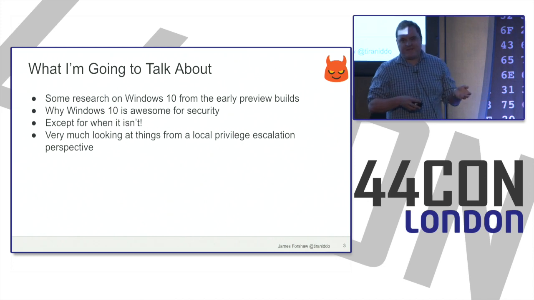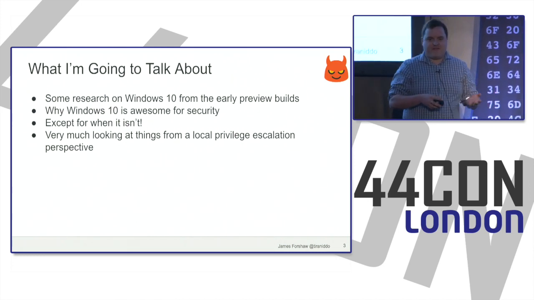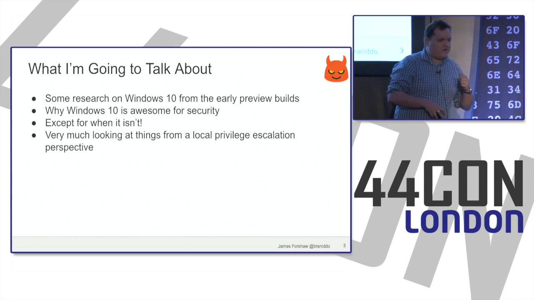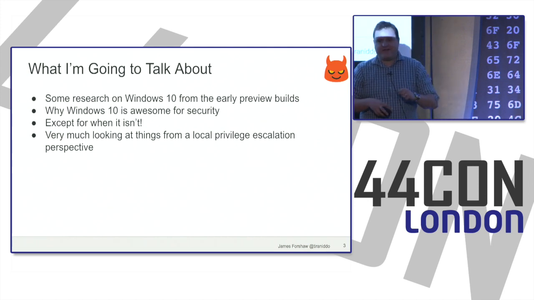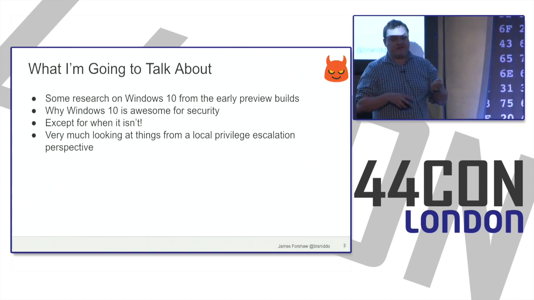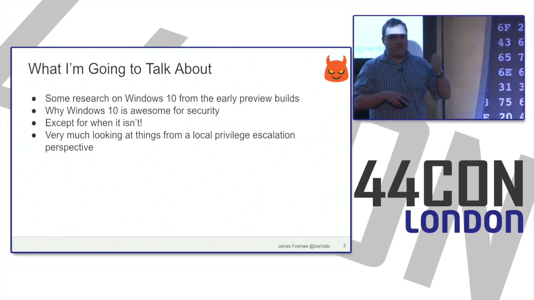But of course, with any large piece of complex software, not everything is perfect, and so there are obviously some regressions in some functionality, or stupid "why is that even still there" sorts of things. As I've already pointed out, I'm a logical, local privilege escalation kind of guy. I'm very much looking at Windows 10 from that perspective. I'm not looking at it from a remote attack perspective.